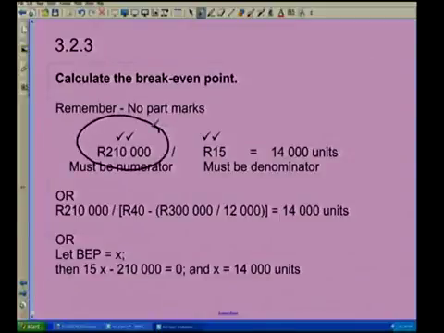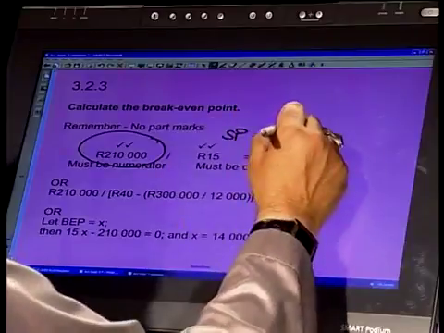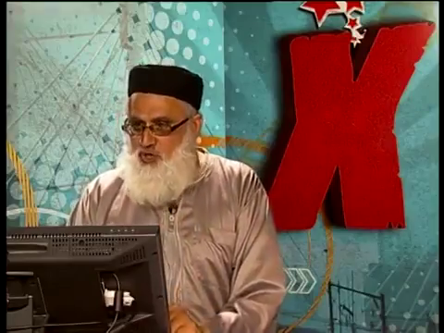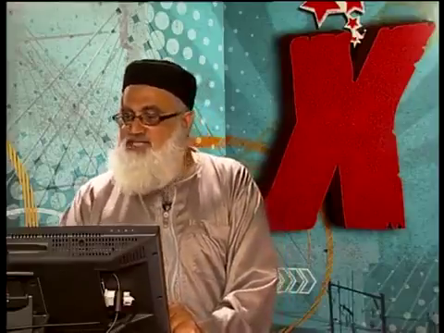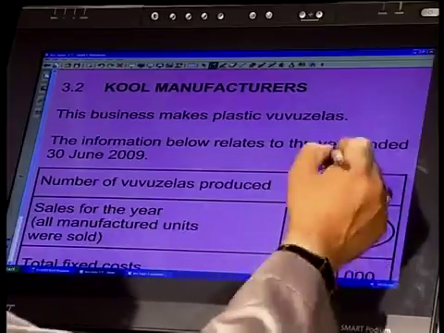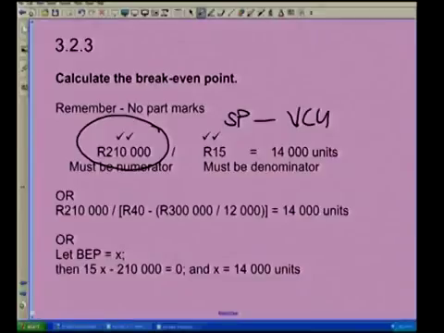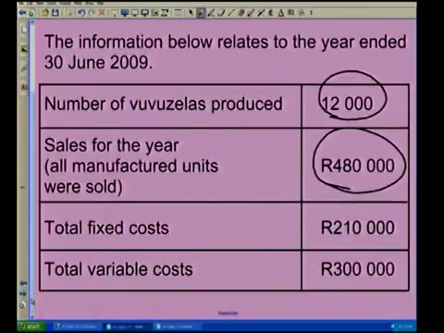use the figures to calculate the break-even point. Let's do that. You start off with your total fixed cost. Do you remember your total fixed cost? And you divide it by your selling price per unit, if you recall, minus your variable cost per unit. Now, your selling price per unit. Let's go to the question and see what do we have. There's my selling price of 480,000. I've manufactured 12,000 units. If I do my maths, I'm going to get an answer of 40.